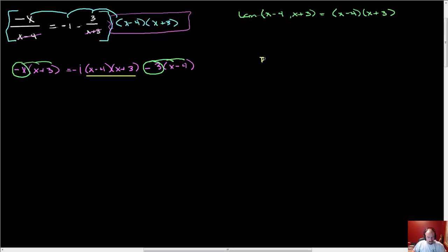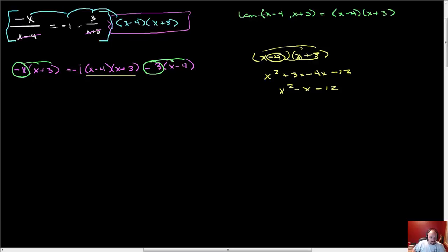So I've got my x minus 4 and my x plus 3, and when I distribute that through, I take each of these and distribute them through the second factor, and that's going to give me x squared plus 3x minus 4x minus 12, which gives me x squared minus x minus 12. So now I can bring that over here, so that I'm going to distribute that negative 1 through the x squared minus x minus 12.